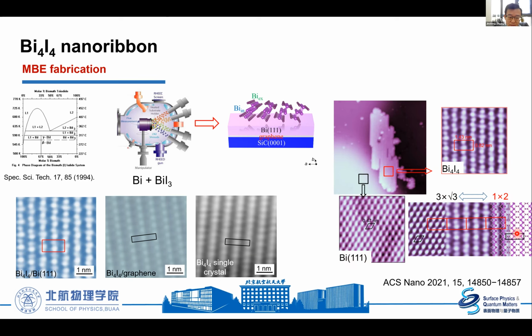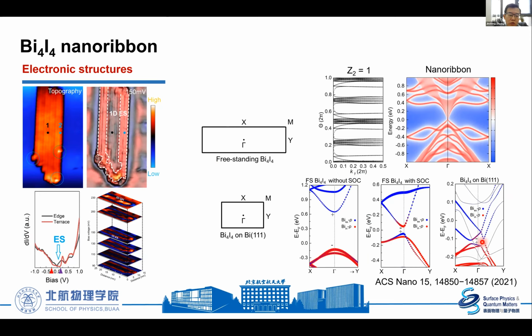Then we use the STS measurement to investigate the electronic structures of the fabricated nanoribbon. For the STS curves collected at the terrace region, there is a gap-like feature. And when the tip moves to the edge position, there is an edge state residing in the gap region. Then we also perform the STS mapping measurements for the nanoribbon. We see the edge state is uniformly distributed around the edge region.